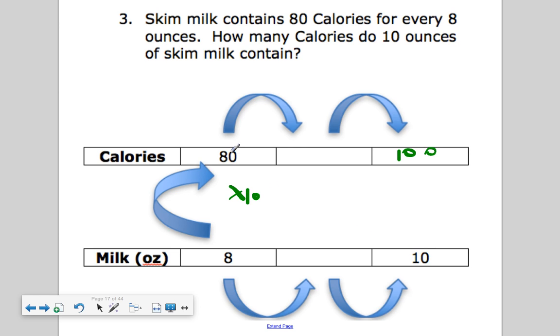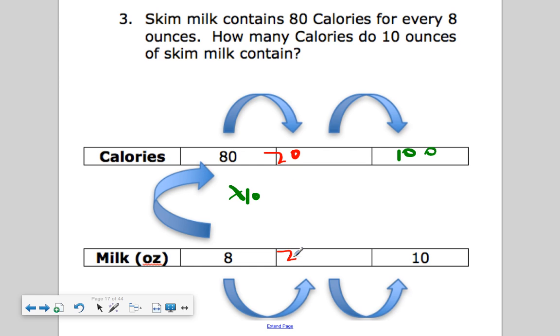So could we simplify 80 calories and 8 ounces? Yes, you can. I could divide both numbers by 2. I could divide both numbers by 4. Or I could divide both numbers by 8. So what do you want to do? It's up to you. If I divide by 4, then this will be 2. If I divide this by 4, this will be 20.